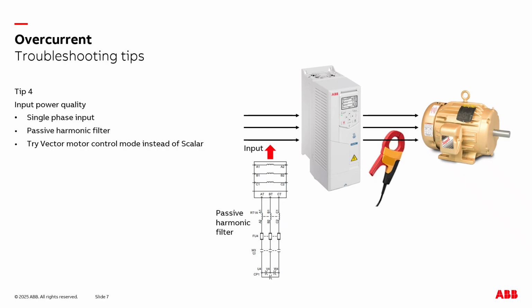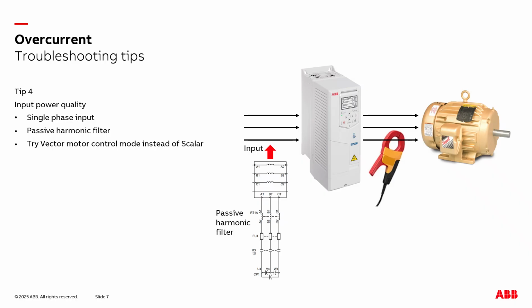Now, what are some possible causes of input power issues to the VFD? Well, for example, single phase input. If we all of a sudden have the drive go from three phase to single phase briefly, the DC bus will have a high oscillation. Passive harmonic filters, sometimes also in the industry known as trap filters, used to produce low harmonics in the input of the VFD, are also known to cause potential overcurrent trips.